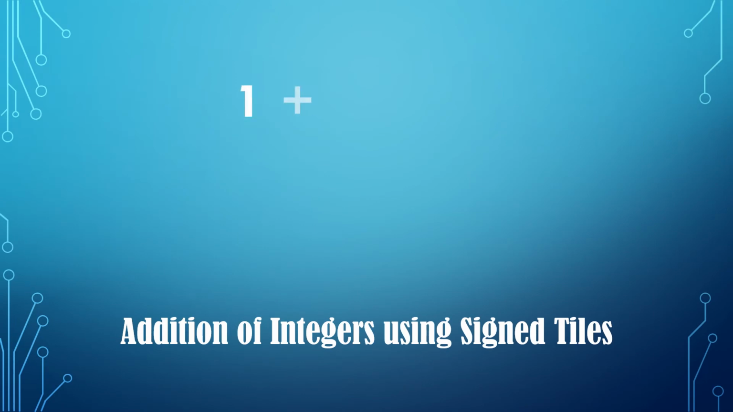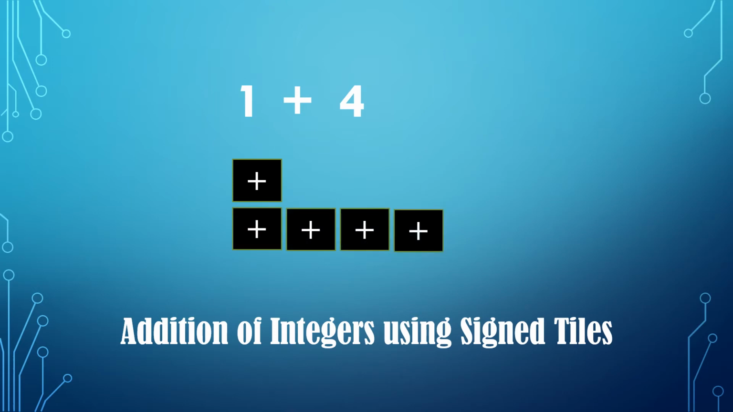1 plus 4. So we get 1 positive tile and 4 positive tiles. So if we count them all, there are 5 tiles. So positive 1 plus positive 4 equals positive 5.